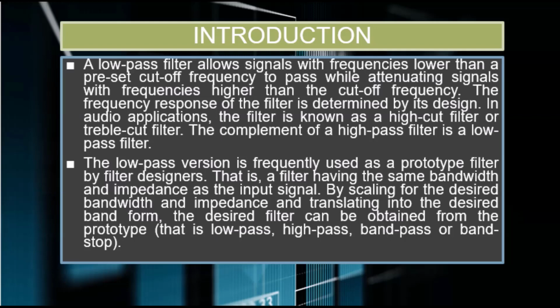A low-pass filter allows signals with a frequency lower than a preset cut-off frequency to pass while attenuating signals with a frequency higher than the cut-off frequency. The frequency response of the filter is determined by its design. In audio applications, such a filter is known as a high-cut filter or treble-cut filter. The component of a high-cut filter is a low-pass filter.